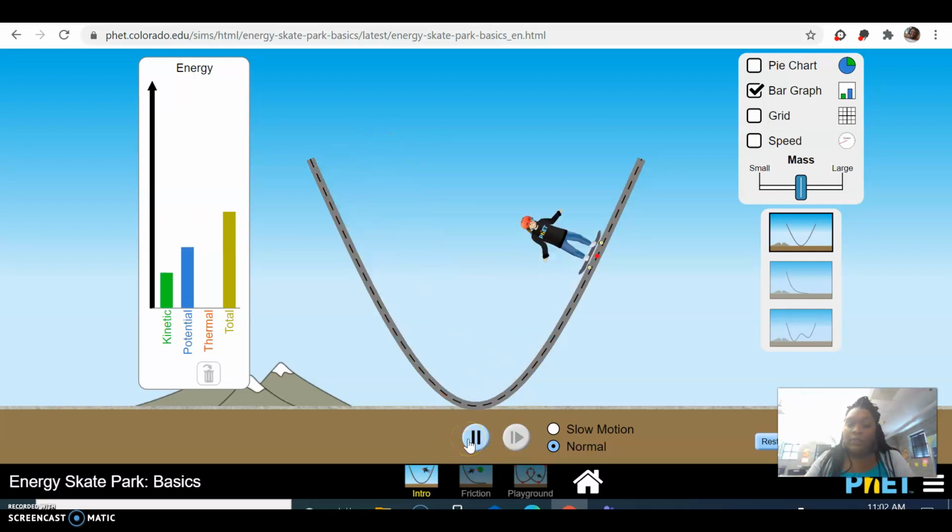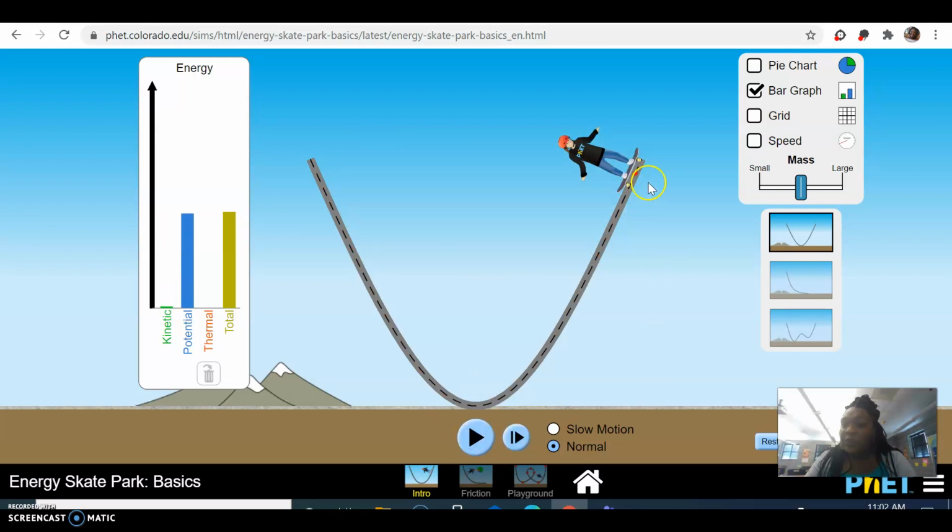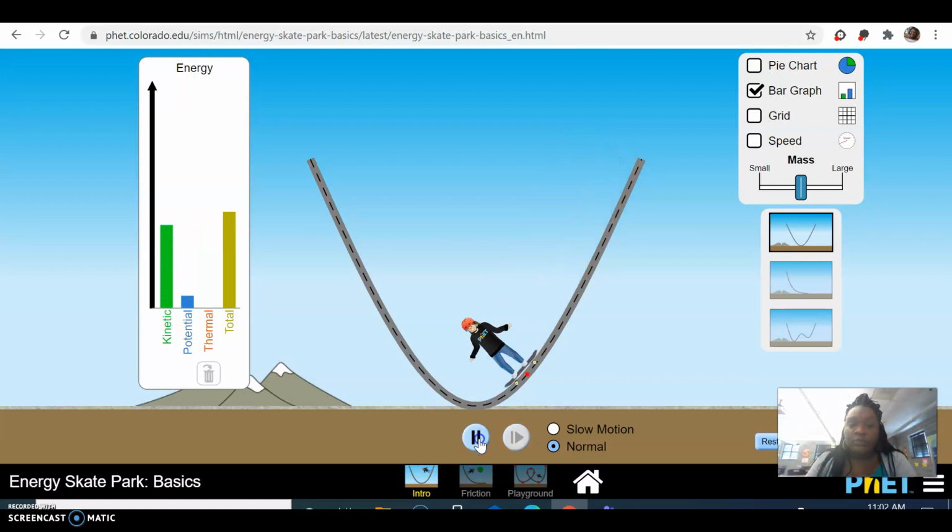We see at the very top of that ramp is where the potential energy will be the strongest. Now let's try to be sneaky and pause this where the potential energy will be its weakest and the kinetic energy will be its strongest. Right there. So as she's going down that curve at the bottom of her ramp, that's where she has the most kinetic energy. What do you notice about where potential energy is? There's no potential energy. All of the energy has been transformed into kinetic energy.